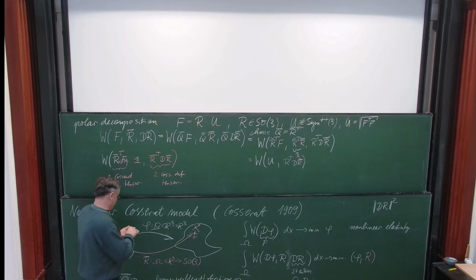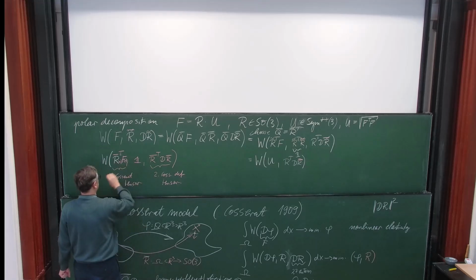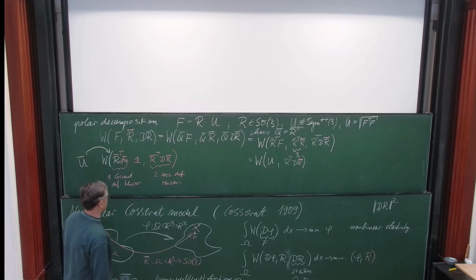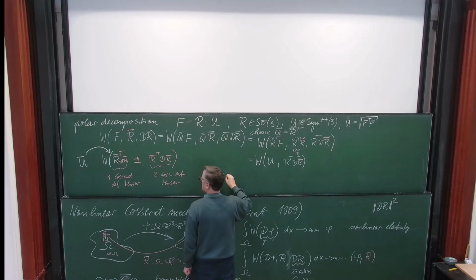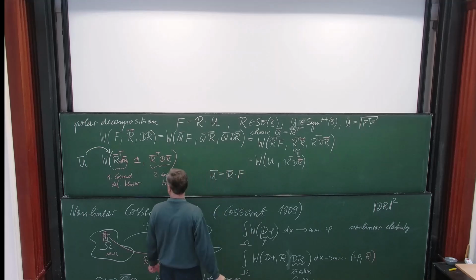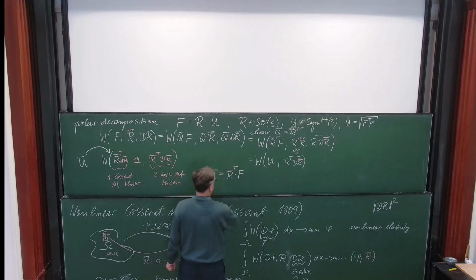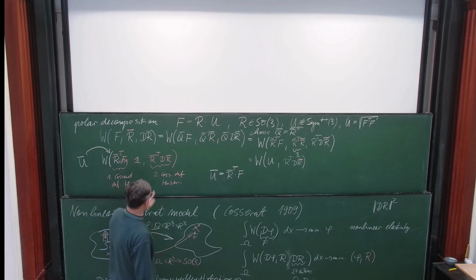Anyway, by analogy with the polar decomposition, we call this guy here U bar. U bar equals R bar F. Should be okay. No, U bar equals R bar transposed F. Like that. And the other one is the second Cosserat deformation tensor.